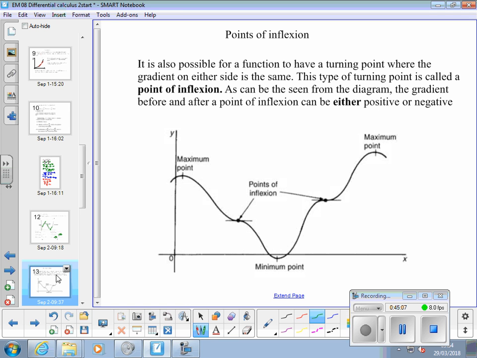i.e. a point where the gradient is equal to zero, and find that either the slope is positive before and after that type of point of inflection, or a second type of point of inflection is that the slope is negative both before and after. Yeah? So just because you get before and after that's the same way round, doesn't mean you've gone wrong. That means you've got a point of inflection rather than a turning point where it goes from a positive slope to a negative slope or negative to positive. All right?